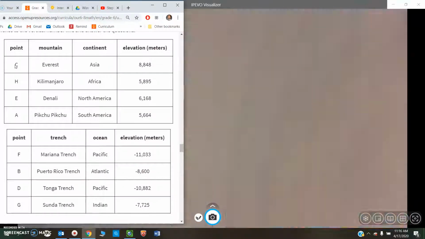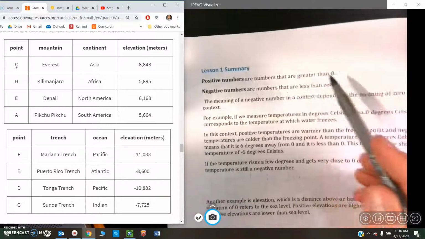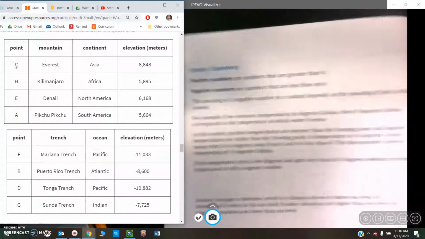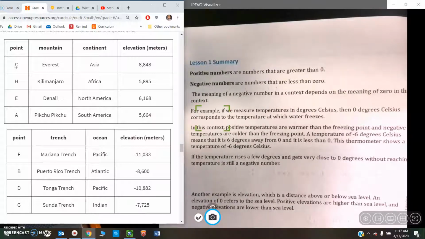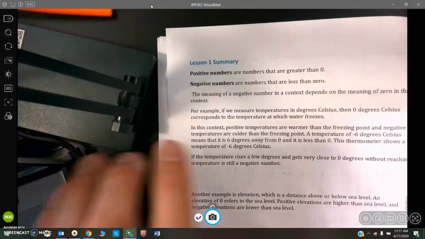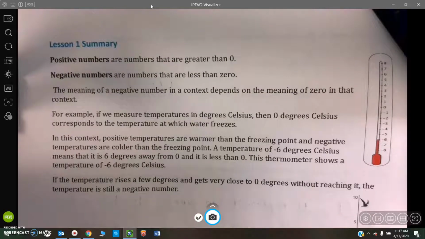And real quick, just our lesson summary here. Positive numbers are numbers that are greater than 0. Negative numbers are numbers that are less than 0. And the meaning of negative numbers changes depending on context. So context is whether we're talking about money, or temperature, or elevation, right?